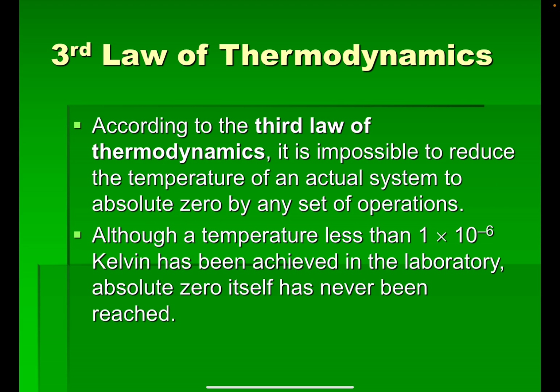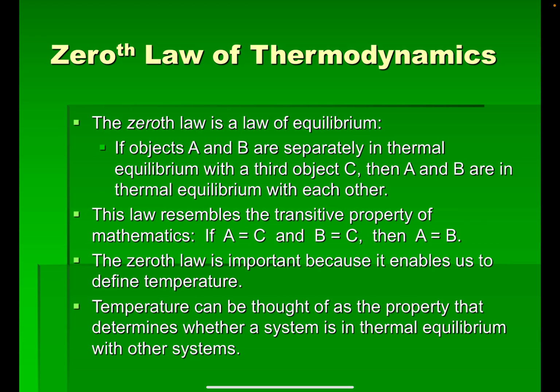And then the third law of thermodynamics says it's actually impossible to reduce the temperature of an actual system to absolute zero by any set of operations. The idea here is that we can't actually get things to absolute zero. The reason is that any machine you use to reduce things to absolute zero is going to be imperfect due to the second law of thermodynamics. And because it's imperfect, it's accidentally always going to give heat to the object you're trying to cool. So no matter what, you can't get it to zero because you're always going to unintentionally add heat to it.